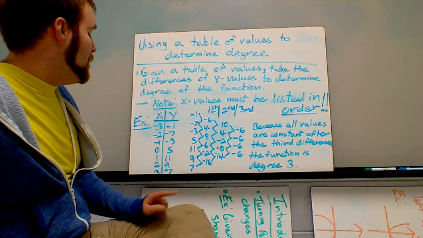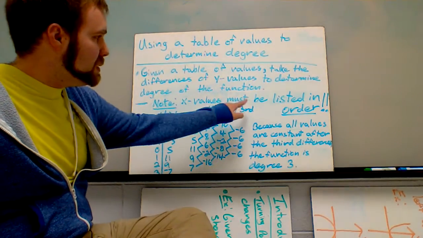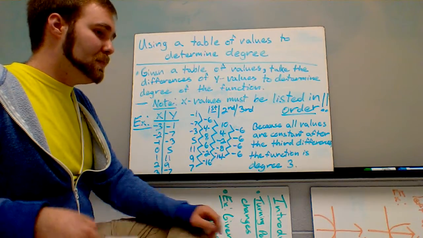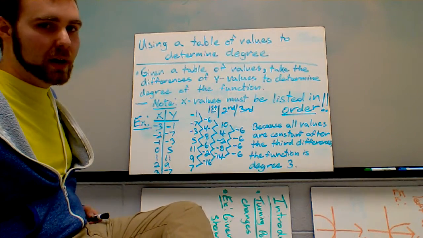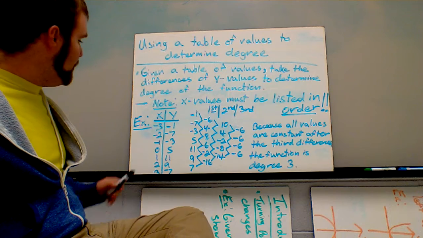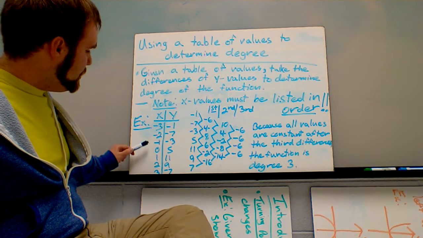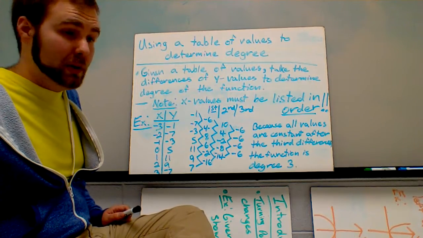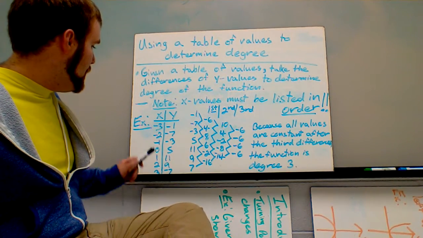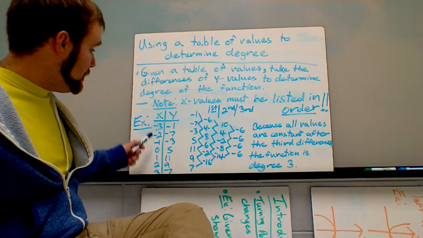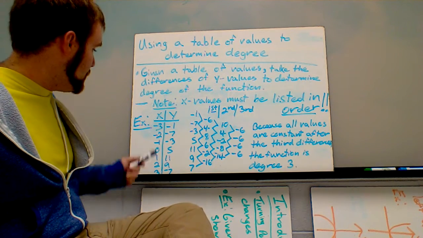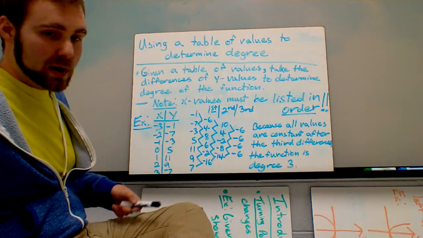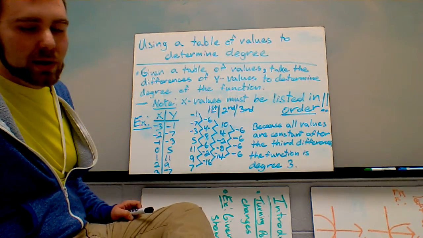One of the biggest notes I have here is that your x values need to be listed in order. They also need to be evenly spaced. So if you see here my x values, I have -3, -2, -1, 0, 1, 2, 3. So it's steps of 1 in between each of those. And then I'm just listing them in order. So make sure you don't get these out of order. Get your x's lined up, match your y's with it, and then go ahead and work out the problem.